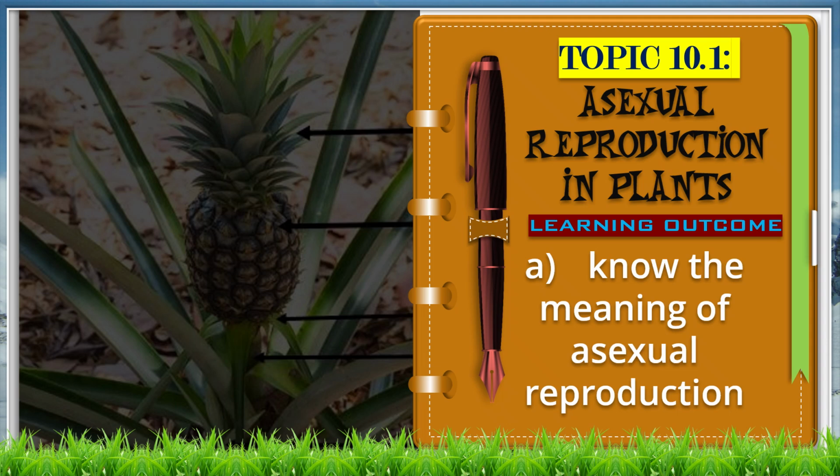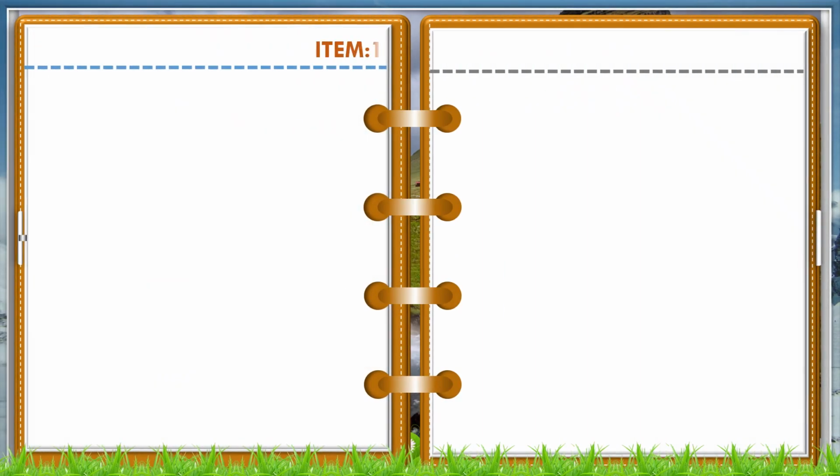We are going to look at asexual reproduction in plants. That is our topic, and our learning outcome is A: know the meaning of asexual reproduction. We shall start with vegetative reproduction, item 1.